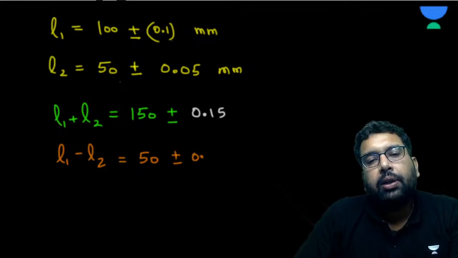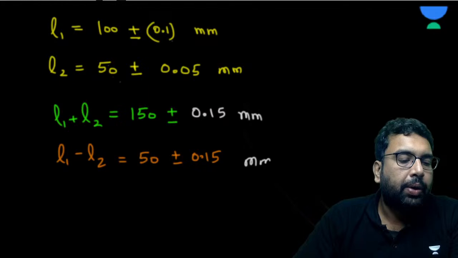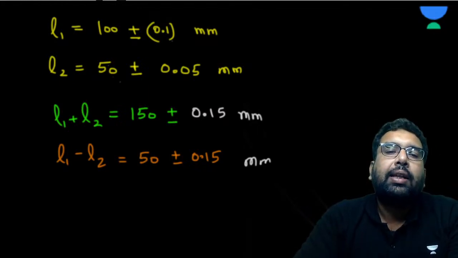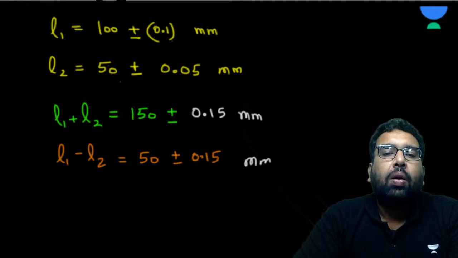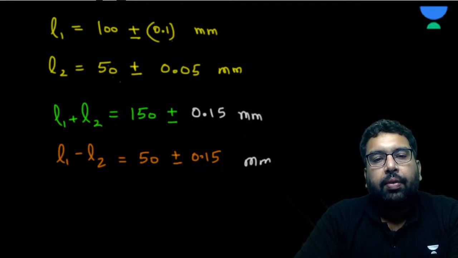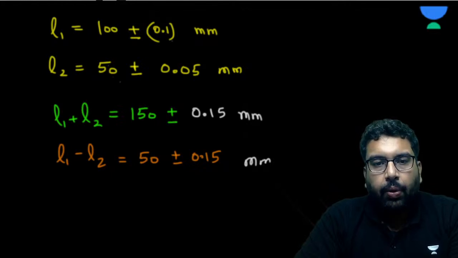So don't get confused. Even in the subtraction, these two errors are going to get added. So what is the bottom line? The errors are always added, whether it is addition or subtraction. Understood, beta? Right? Okay, any issue?